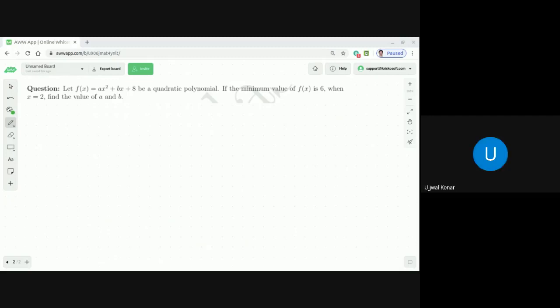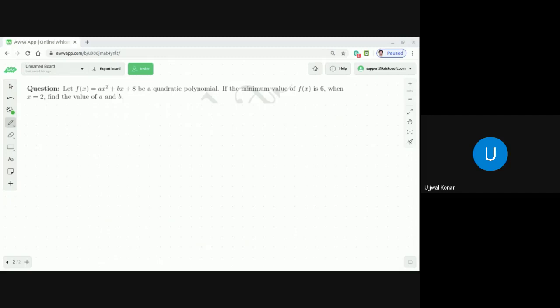Yes. One thing for sure, that definitely a is greater than 0. That is for sure, otherwise it cannot have the minimum value. And definitely minus b by 2a is equal to 2. And dear students, here we have two variables, a and b. So we need to have two equations, correct?